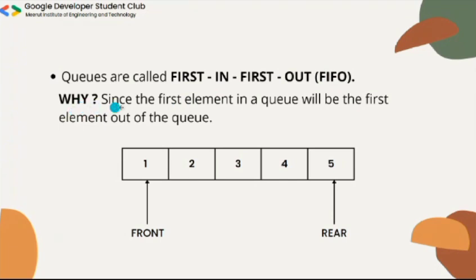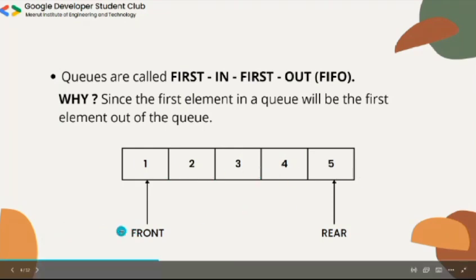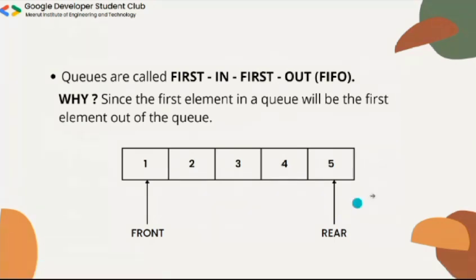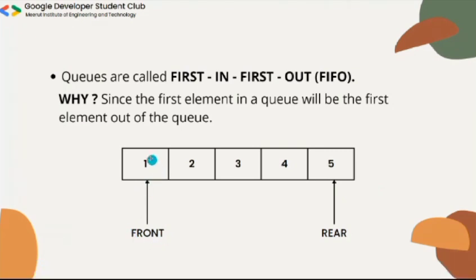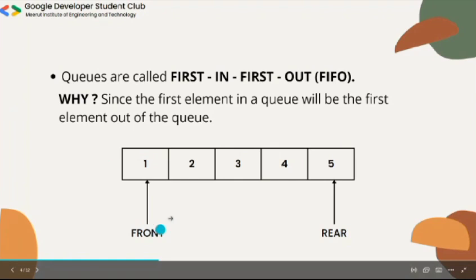I've already told you the reason: the first element in the queue will be the first element out of the queue. Here, this is my queue which stores 1, 2, 3, 4, 5. My front is pointing to 1 and my rear is pointing to 5, which means if I want to add 6, it will go here, and the moment I add 6, my rear will point to 6. Similarly for the front, if I want to delete an element from the queue, then 1 will be the first element to be removed, and the moment I delete 1, my front will point to 2.